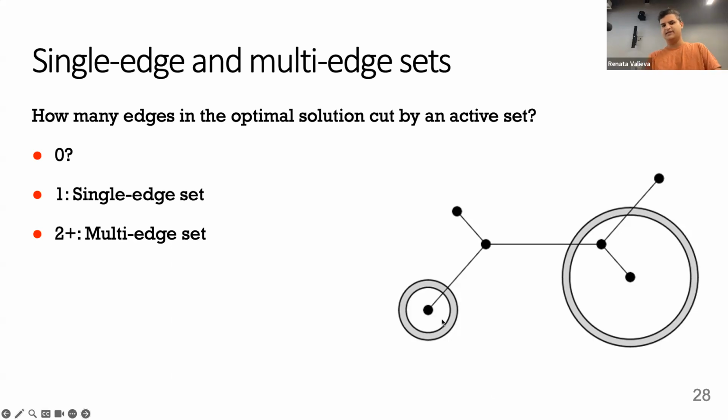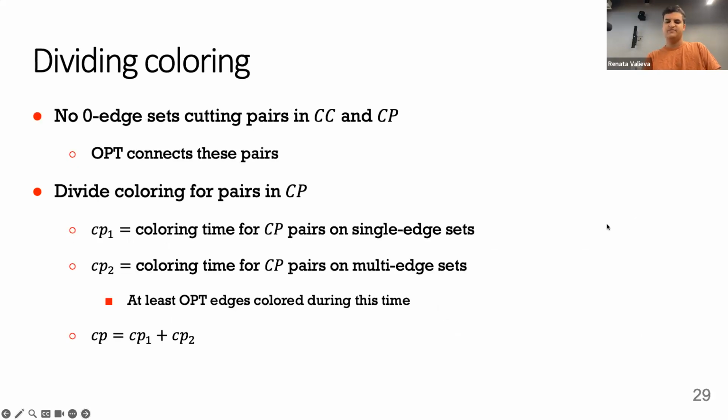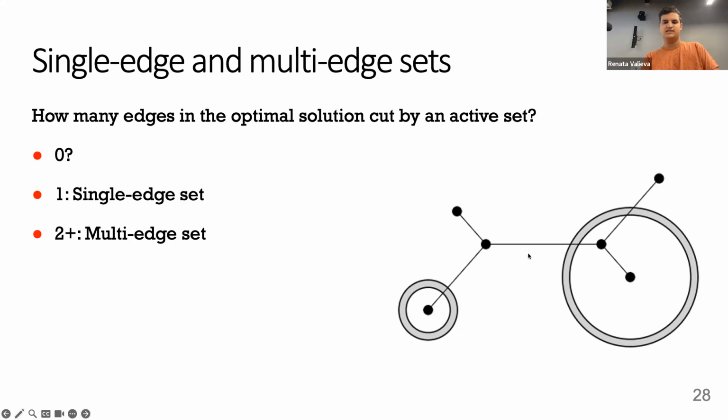So here, for example, if this is the optimal solution in the background, this set cuts only this one edge, and this other set cuts 2 edges. So this is a multi-edge set, and this one's a single edge set.